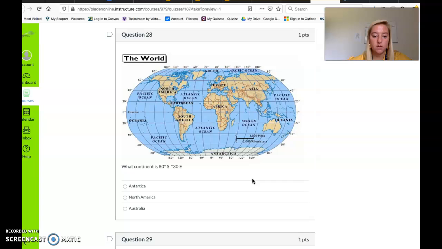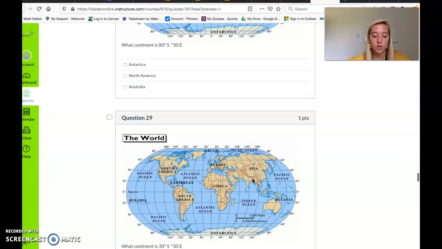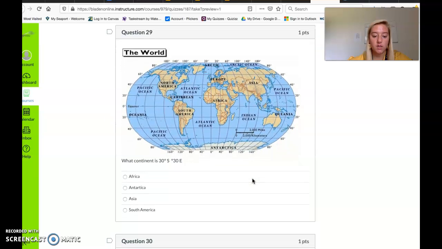Question 28. Use the map. What continent is at 80 degrees south, 30 degrees east? Is it Antarctica, North America, or Australia? Question 29. What continent is at 30 degrees south, 30 degrees east? Is it Africa, Antarctica, Asia, or South America?